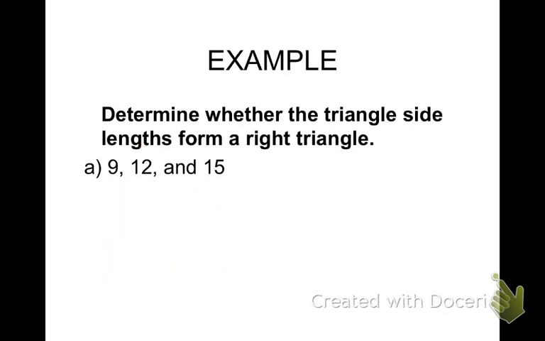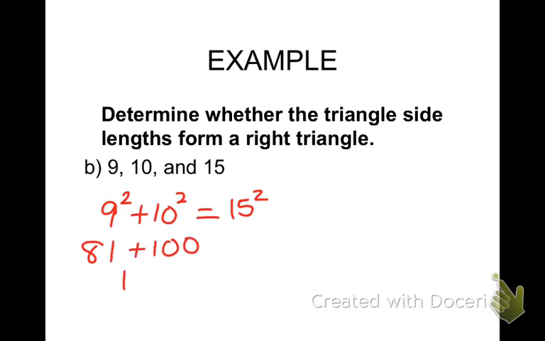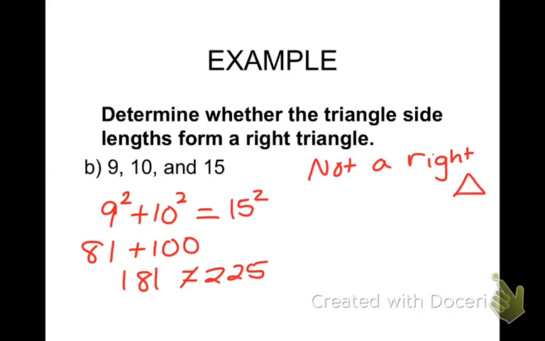Let's look at B. What would my setup be? So 9 squared plus 10 squared. We want to see, does that equal 15 squared? Yeah, because of the other one, right? So 81 plus 100 is 181. Does that equal 225? No. So is it a right triangle? No. Not a right triangle.